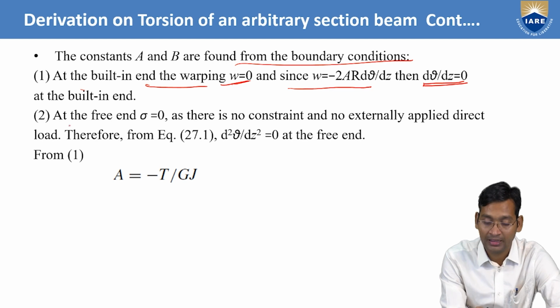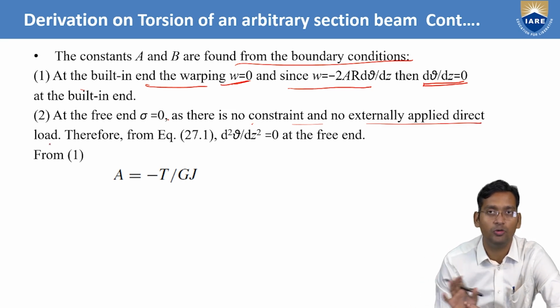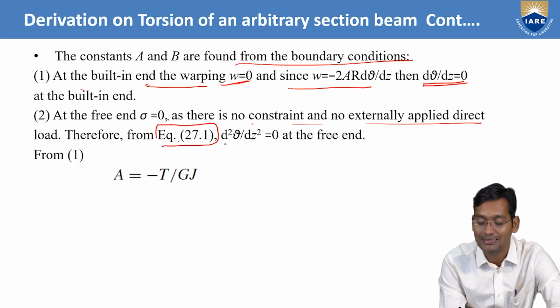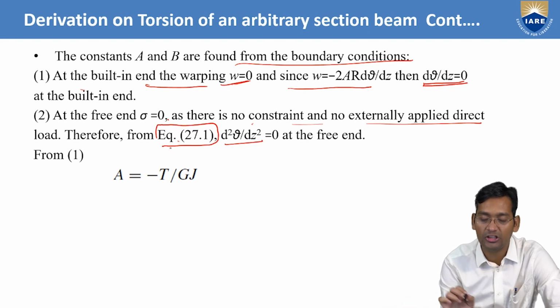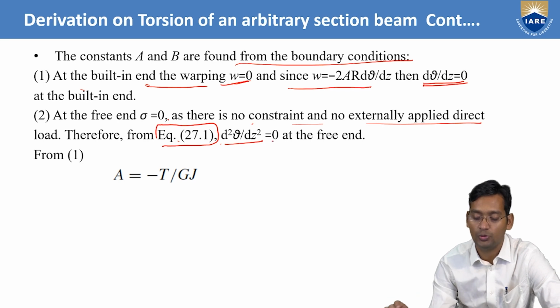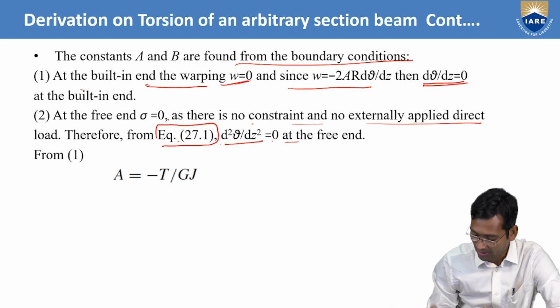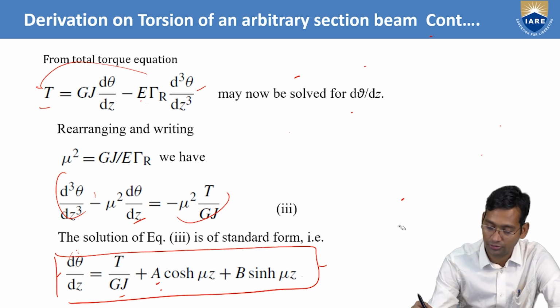At the free end, sigma equals 0, as there is no constraint and no externally applied direct load, because only the pure torque is given. Therefore, from the equation, I just mentioned this for reference, you can refer to the Megson book, equation number 27.1. There you can see that d2 theta by dz square is 0 at the free end. So at the free end, z equals 0. So after putting z equals 0 and d theta by dz equals 0, let's see what we will get.